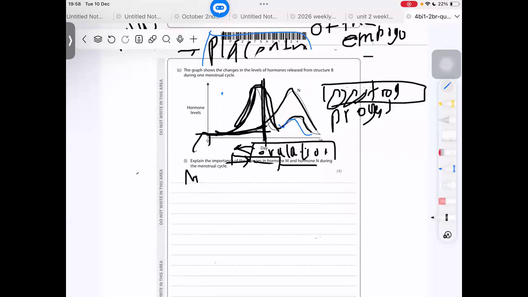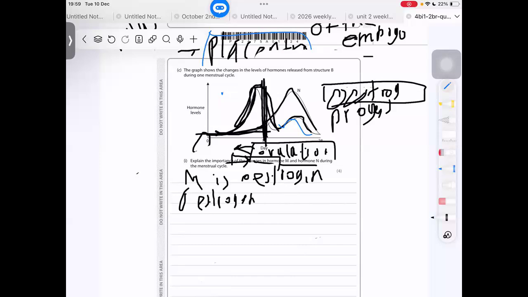So M is estrogen. You need to mention that. Or else, even without writing M is estrogen, you can write M increases the functions of M. But it's better to give this introduction of what M is. Then you can write down estrogen. What are the functions of estrogen? No, they're not asking the functions. They're asking the importance of the changes.